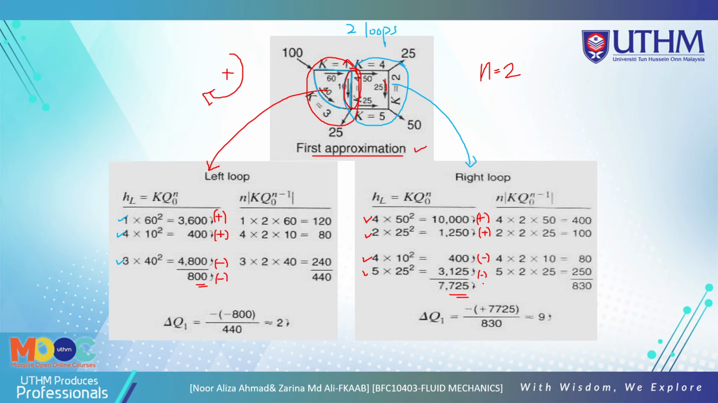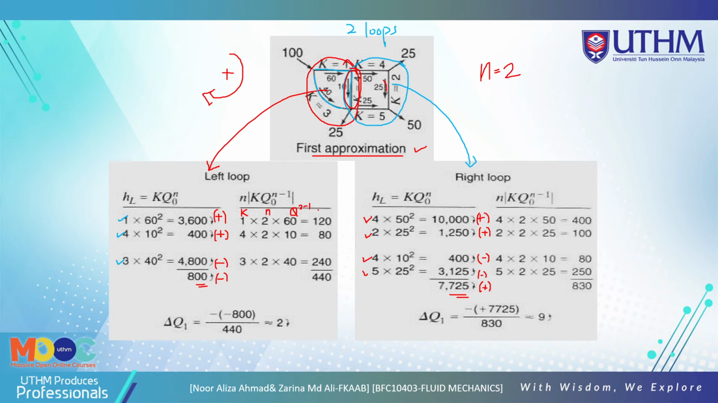Okay, the value is positive, for direction. Now look at this formula here: n times k times Q to the power n minus 1. Here n is 2, so the power is 2 minus 1, which is 1. So this is k, this is n, this is Q, Q to the n minus 1.